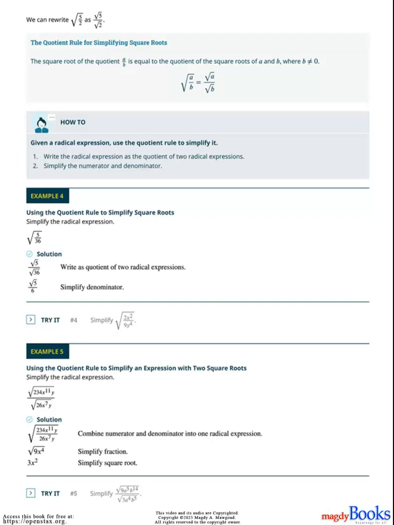Solution. Combine numerator and denominator into one radical expression. Square root of 9x to the 4th power. Simplify fraction. 3x squared. Simplify square root.